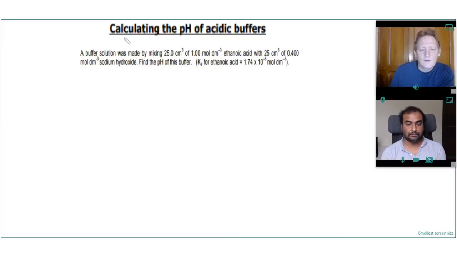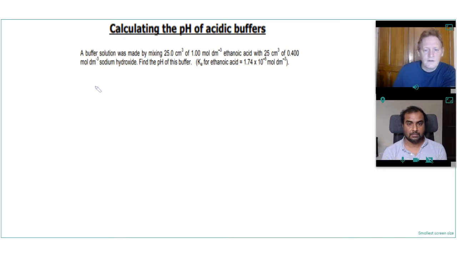Okay, so today we're going to look at calculating the pH of an acidic buffer solution. Now, an acidic buffer solution consists of a weak acid and its conjugate base, a weak acid and its salt, and here we're creating that by reacting a weak acid and a strong base. Because a weak acid and a base will give us a salt and water.